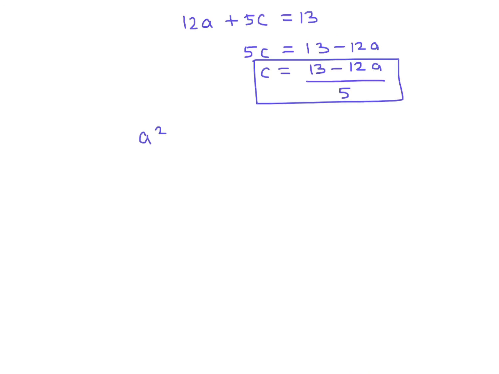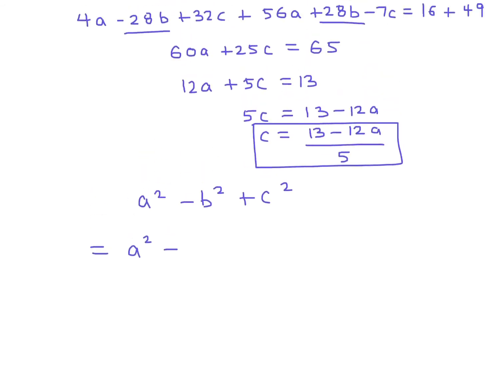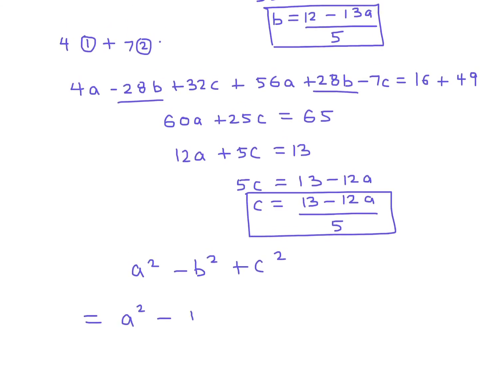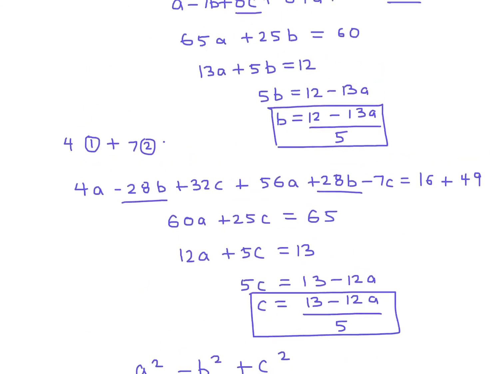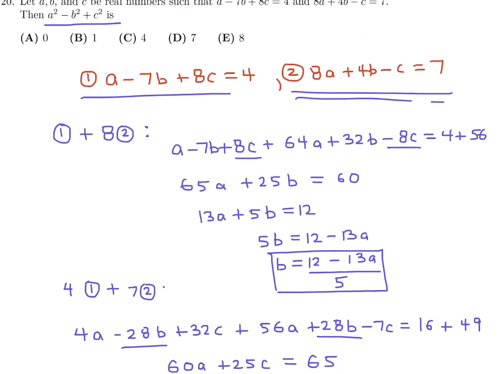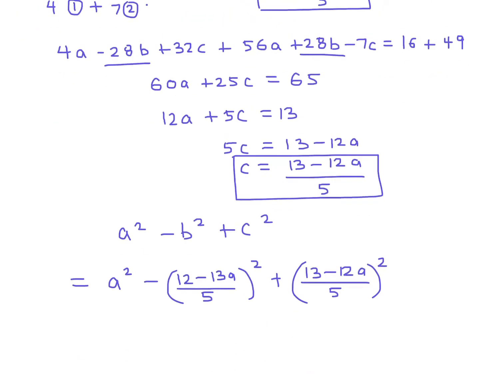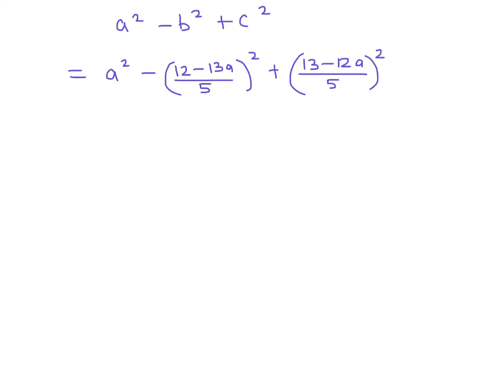A squared minus b squared plus c squared. So we have everything in terms of a. A squared minus b, where b was 12 minus 13a over 5, all squared. And c is 13 minus 12a all over 5. Okay, what are our answer choices? Are they numbers or in letters? No, they're numbers. So somehow the a disappears, hopefully.